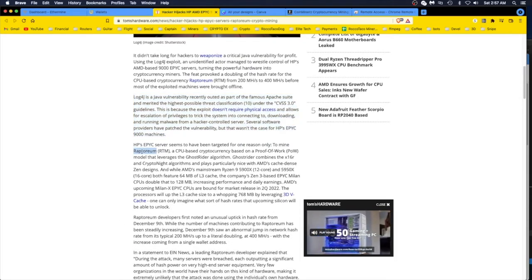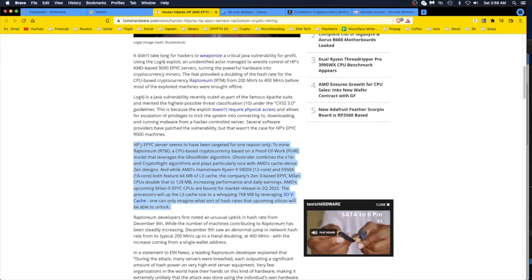Anyway, HP's EPYC server seems to have been targeted for one reason only. This is amazing. They went to this extent just to mine Raptoreum. It's a CPU-based cryptocurrency based on a proof-of-work model that leverages the Ghostrider algorithm. See, this is a good article. They're explaining everything. I like this article so far. They're explaining what's going on and how they did it, not too technical, but technical enough.